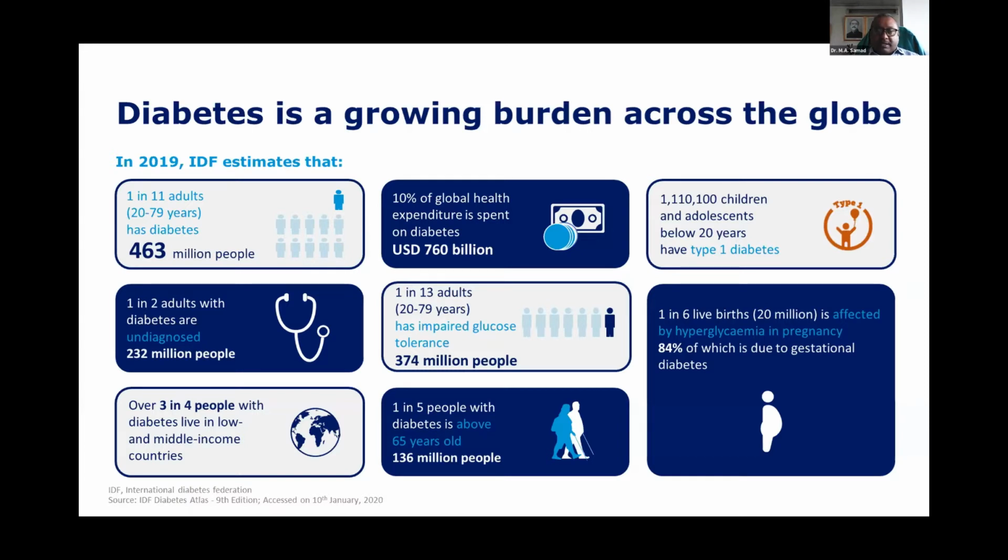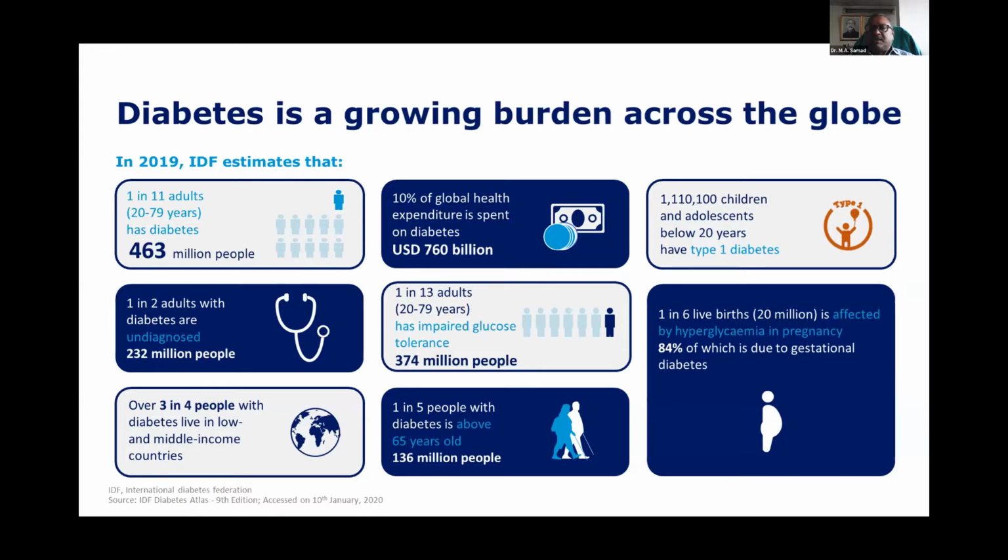And if you look at IGT, impaired glucose tolerance, about 1 in 13 adults is suffering from impaired glucose tolerance. That estimates again 374 million people as per IDF. And if the age group is above 65 years, 1 in 5 people has diabetes. That is almost equal to 136 million people. And what about type 1 diabetes? In children and adolescents below 20 years, more than 1 million children have type 1 diabetes, which is increasing.